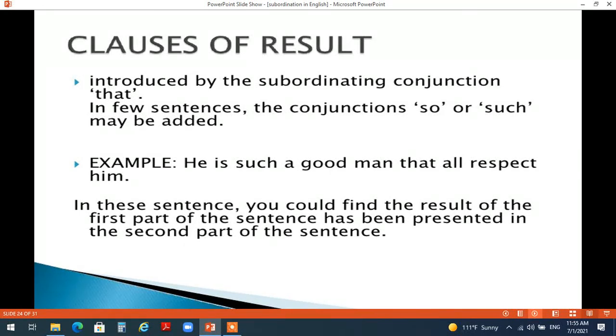In this sentence, you could find the result of the first part of the sentence has been presented in the second part of the sentence. So usually the result is found in the second part of the sentence. النتيجة دائما تكون موجودة في الجزء الثاني من الجملة.